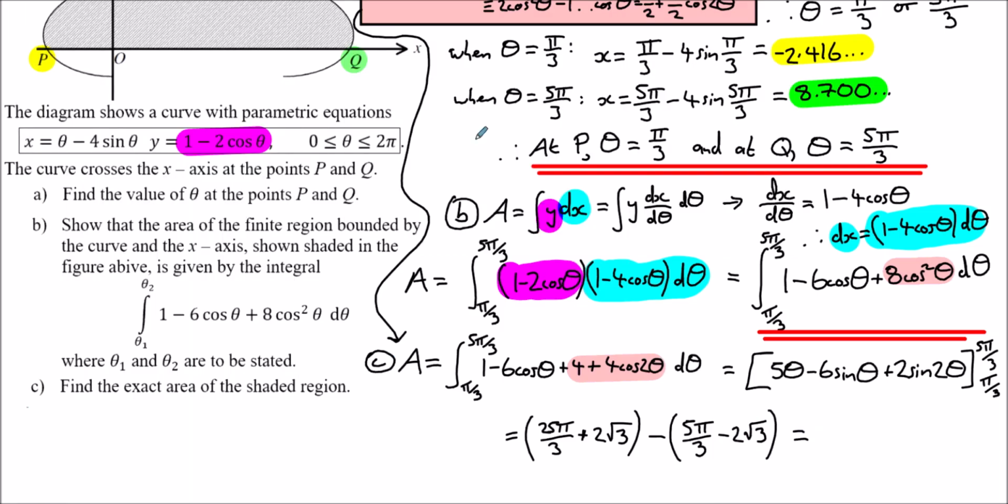So now I'm able to simplify and obtain the final answer. 25 pi over 3 minus 5 pi over 3 is going to become 20 pi over 3. And then I've got 2 root 3 minus minus, so plus another 2 root 3, so that's going to give 4 lots of root 3.